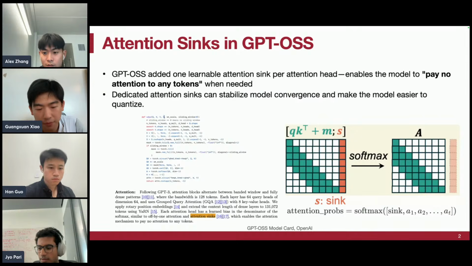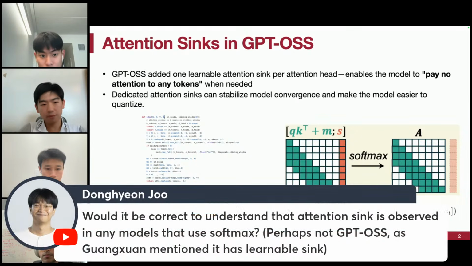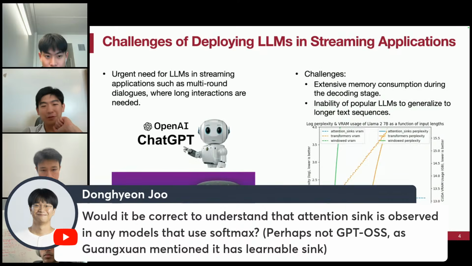Awesome, thanks. I'll ask some of the questions people are asking in chat. So Donghyun Ju asks, would it be correct to understand that the attention sync phenomenon is observed in any models that use softmax? Yeah, I'm going to present that.